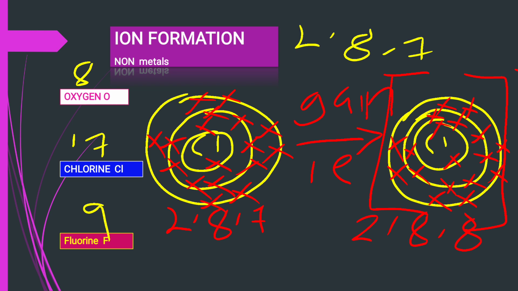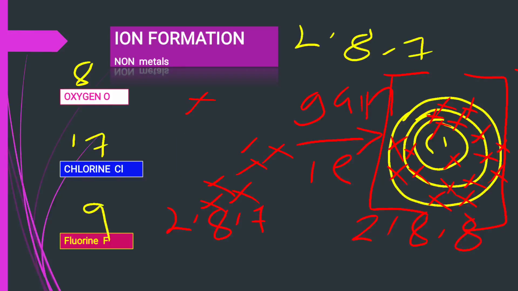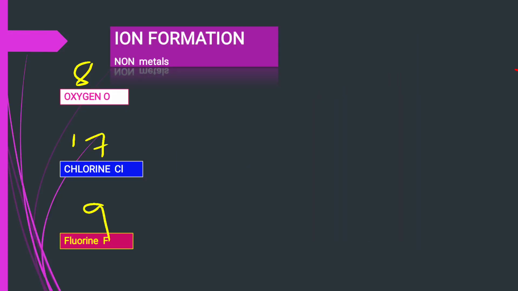Welcome back. Let us now look at how fluorine forms its ion. Fluorine has an atomic number of 9. That means that its electron configuration is 2:7. It has 2 electrons in the first energy level and 7 electrons in the outer energy level.